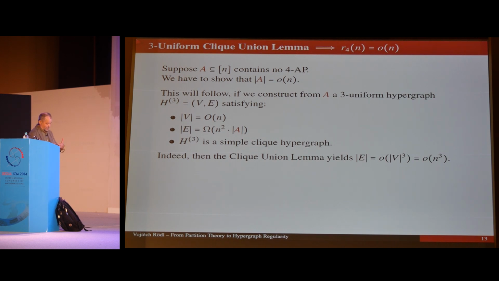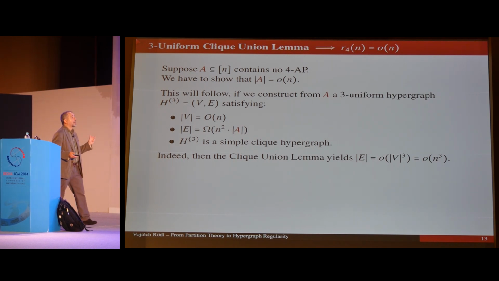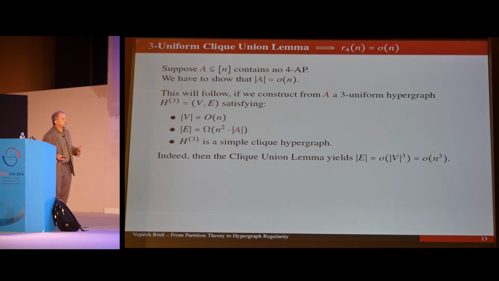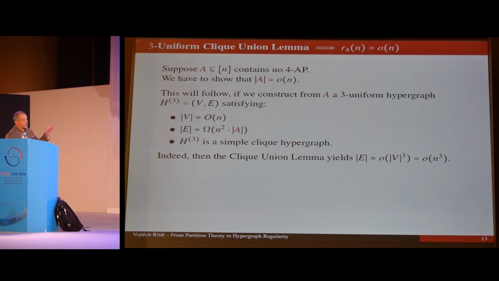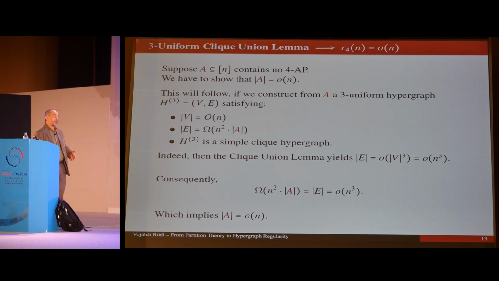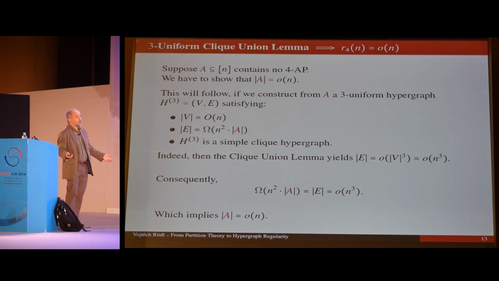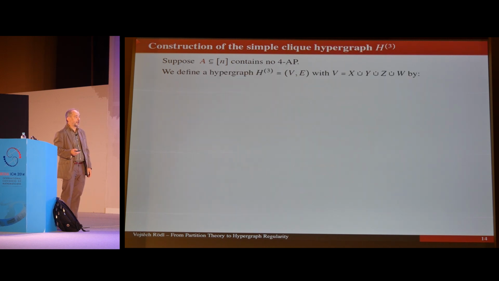If I have as my tool this clique union lemma for 3, I will have to construct a hypergraph which is 3-uniform, which has constant times n vertices, constant times n squared times cardinality of A edges, and which will be a simple clique hypergraph, because for those my lemma will apply. And then by the clique union lemma, I will know that the number of edges is little o of n cubed. But on the other hand, by construction, it will be constant times n squared times cardinality of A. Canceling n squared, we will get that cardinality of A is little o of n.